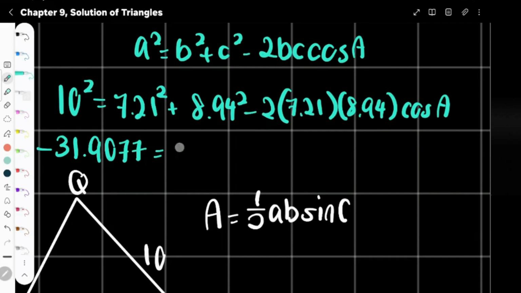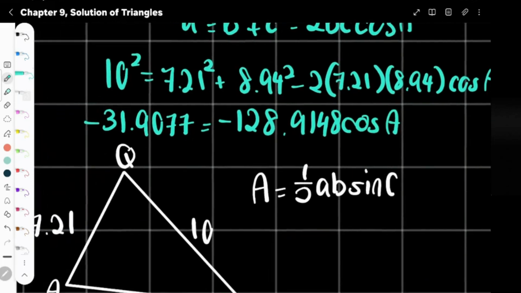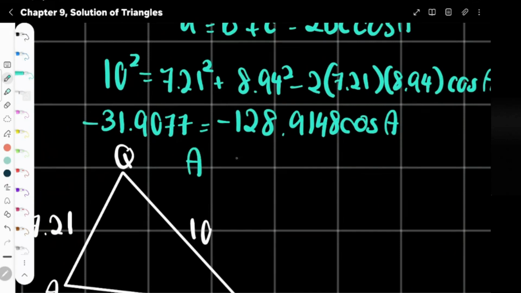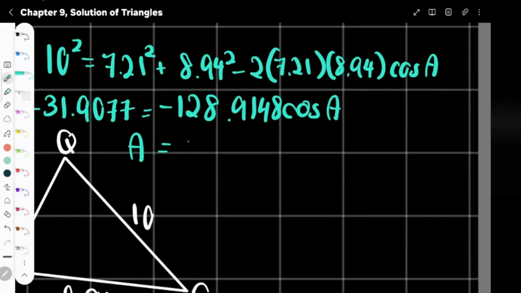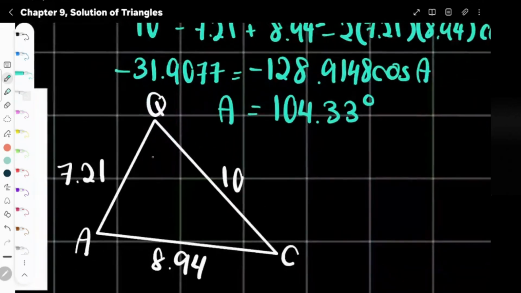So negative 128.9148 cos A. Okay, so if you were to solve this, A would be, remember, cos inverse. So 31.9077 divided by the answer, you still get that one, and then cos inverse answer. You should get the answer for A would be 104.33. Ta-da! This is the angle for this one here. Okay, the angle for this one here. So 104.33.